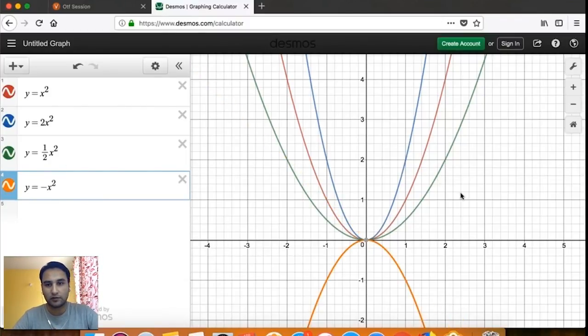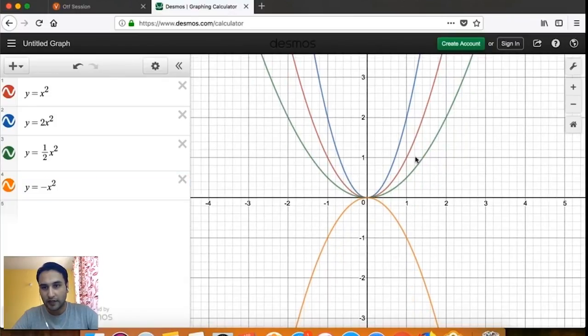Minus x square. Look. Minus x square. What happens? The red one is x square. This is minus x square. Nothing. Just simple inversion. It got inverted about the x-axis. This red graph and orange graph are exactly the same. It's just that they are like mirror images with respect to the x-axis. So x square and minus x square are like mirror images with respect to the x-axis.